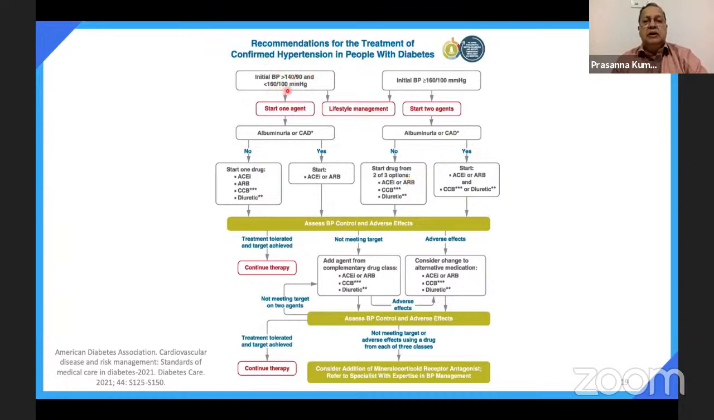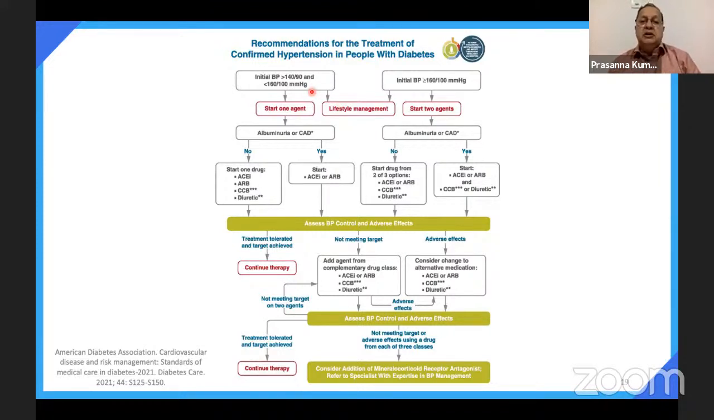And this is the algorithm: when the initial BP is more than 140/90 but less than 160/100, you start one agent, and look for albuminuria and coronary artery disease. If you see that there is nothing, the best drugs are ACE inhibitor, ARB, CCB, diuretic. If they have albuminuria, ACE inhibitor or ARBs are the first drug of choice. Of course, lifestyle modification is the initial step, but when it is so high, better you start medication.